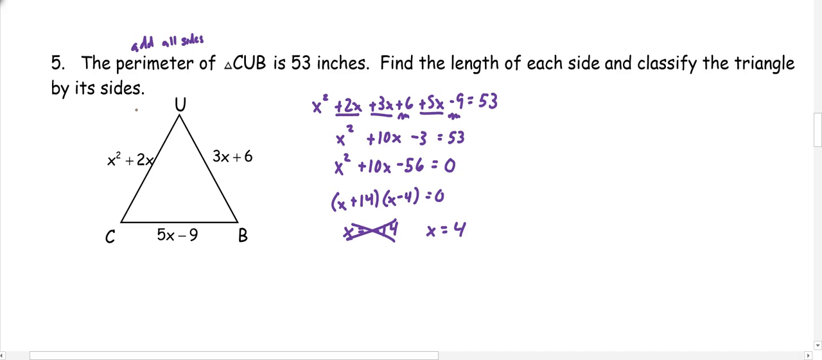So I'm going to do 4 squared in the first side plus 2 times 4, which gets me 24. Then I'm going to do 3 times 4 plus 6, which gets me 18. And last, I'm going to do 5 times 4 minus 9, which is 11. Notice that all the sides are different, so this is a scalene triangle.